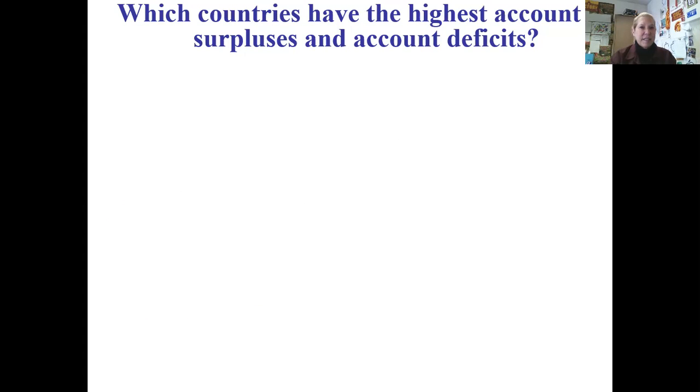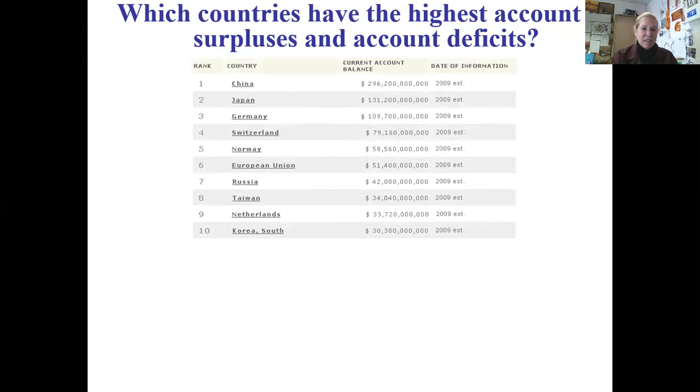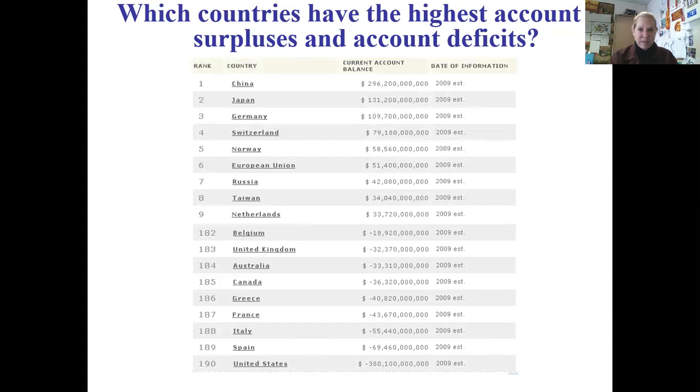Which countries have the highest account surpluses and account deficits? Well, China has a positive balance, but this was in 2009, again, 11 years ago. Okay, here are the countries with the negative numbers in 2009, with the United States down at 190.